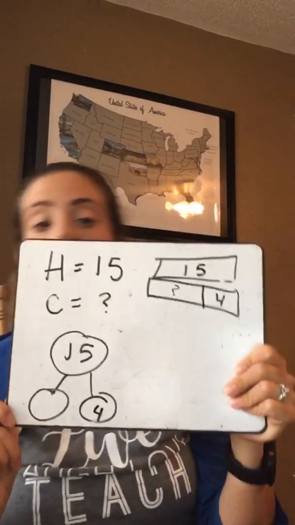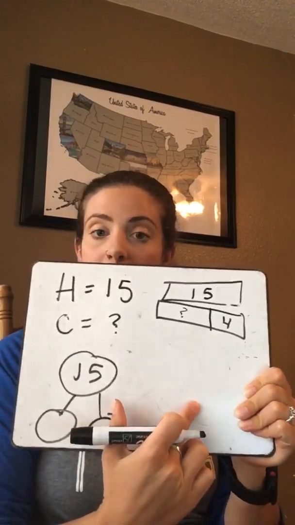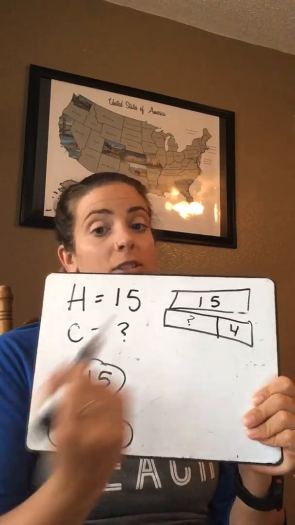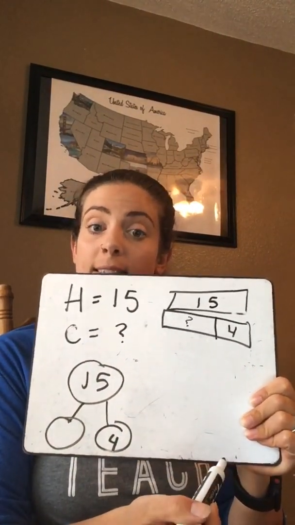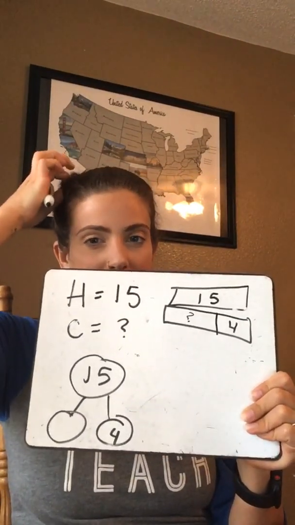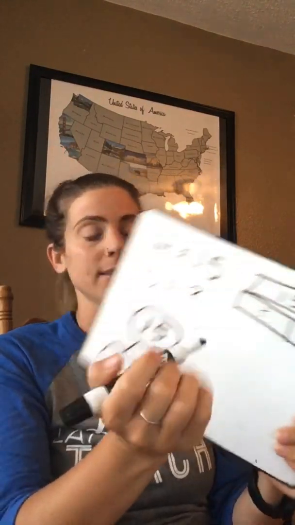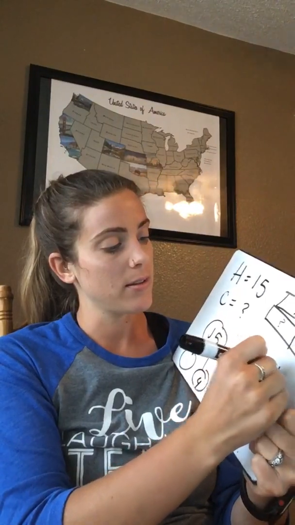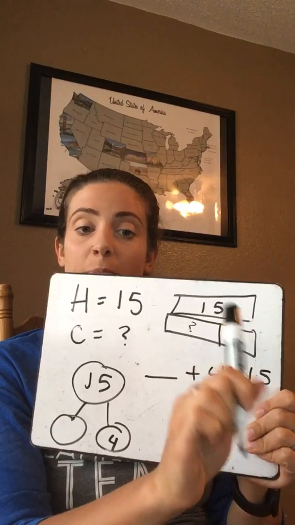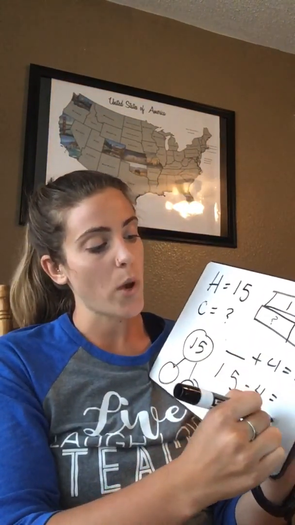I want you to draw this and then see if you could write our number sentences, an adding sentence and a subtracting sentence. Go ahead and pause. All right, if you're back, that means you have this written and you've tried to write some number sentences. Okay, let's see, what can we do for an adding sentence? Well, we could look at our tape diagram. What plus 4 gives us 15? What can we do for a subtraction sentence? 15 minus 4 gives us what?